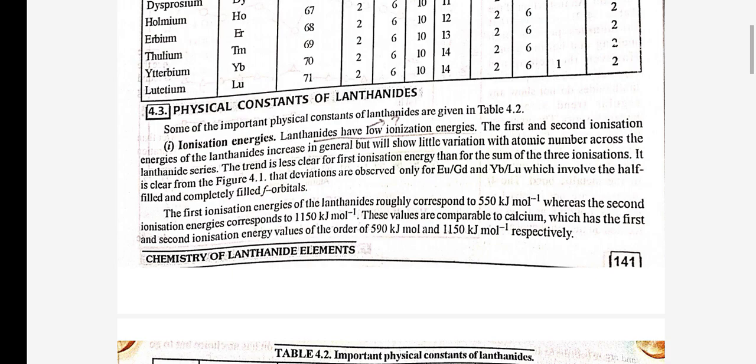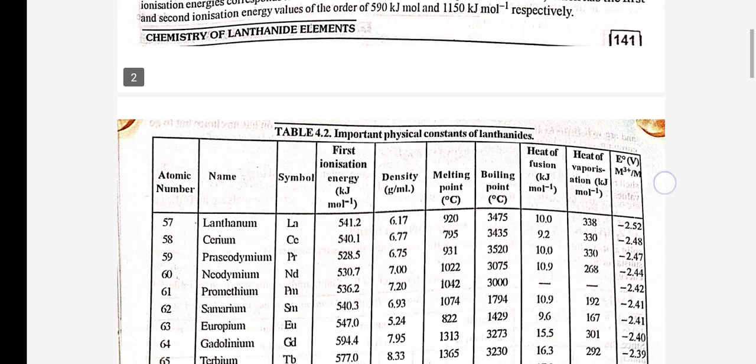The first ionization energy of the lanthanides roughly corresponds to 550 kilojoules per mole, whereas the second ionization energy corresponds to 1150 kilojoules per mole. These values are comparable to calcium, which has the first and second ionization energy values of the order of 590 kilojoules per mole and 1150 kilojoules per mole respectively.